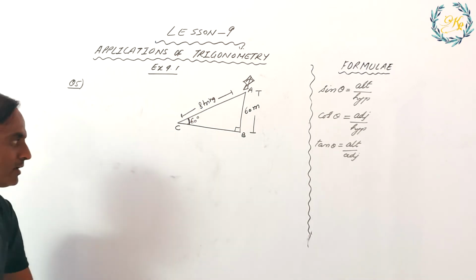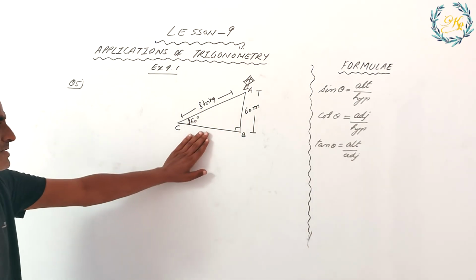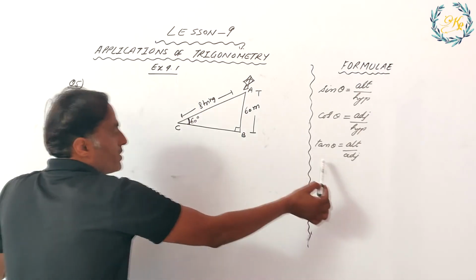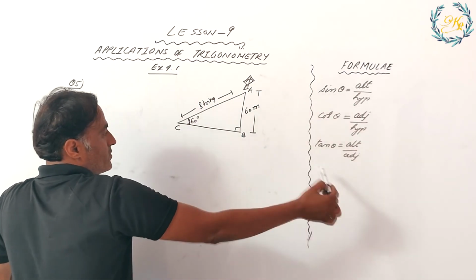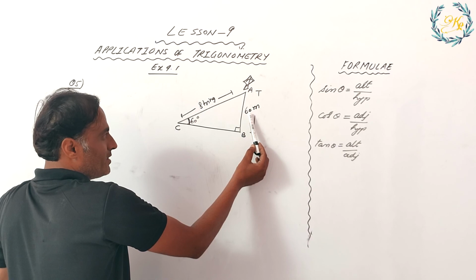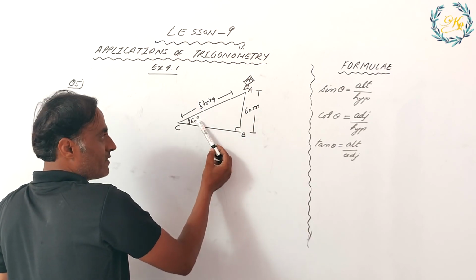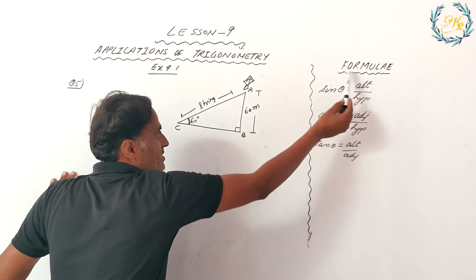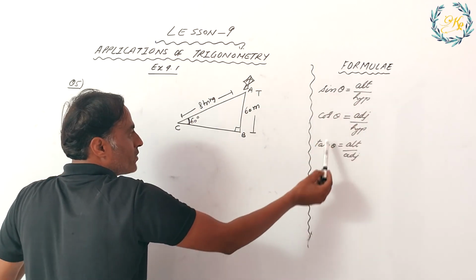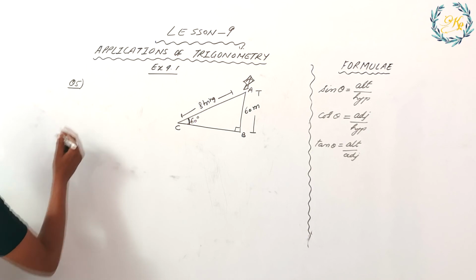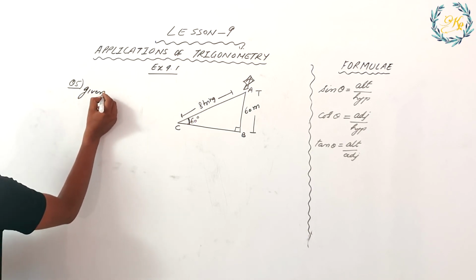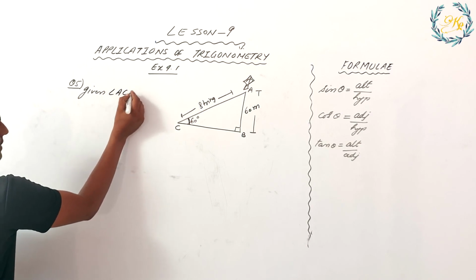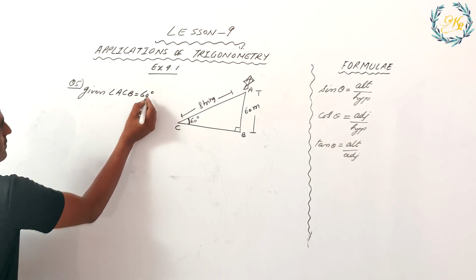Now, comparing the values which are given to us in this triangle and watching the trigonometric ratios, what is given to us? We are given the altitude, we are given theta, we have to find the hypotenuse. So we can see that we have to use this trigonometric ratio and none of those. Now first we will write what is given to us. First of all we are given the measurement of the angle ACB is equal to 60 degrees.